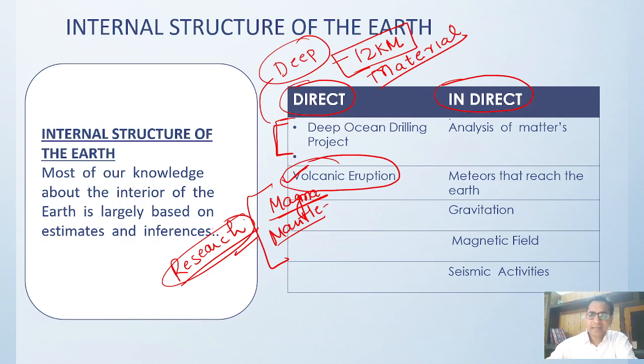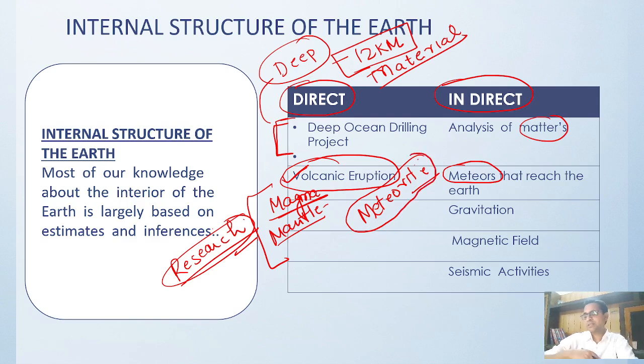And then after that, some indirect sources are there: analysis of the matter inside meteors that reach Earth. A lot of meteorites reach Earth. So we think that the meteors and Earth are all made from the same material. If we start studying the meteors and their composition, we are able to find out how the Earth has been made and what is there inside the Earth. Then gravitation is also one indirect way through which we can understand exactly what type of interior the Earth has.